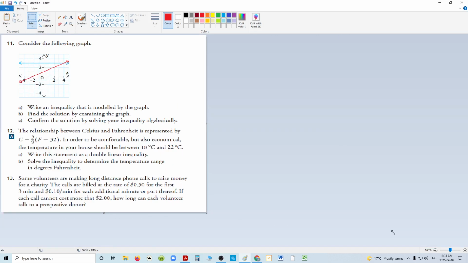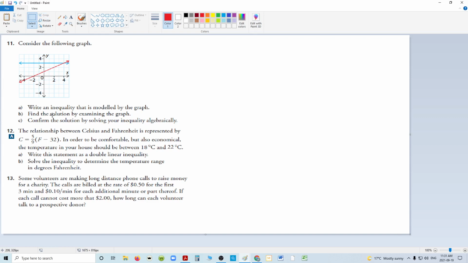The question is, write an inequality that is modeled by the graph. Let's say we want to see where the red line is above the blue line. What's the definition of the blue line? It's a horizontal line. Its equation is y is equal to 3.